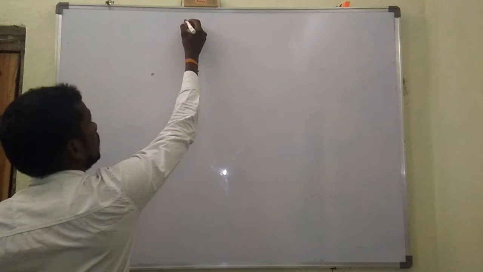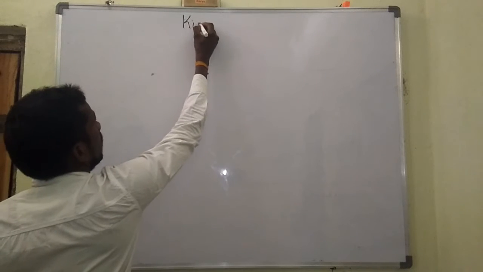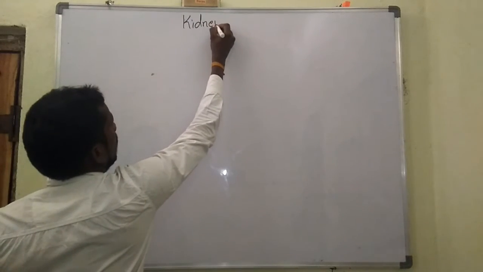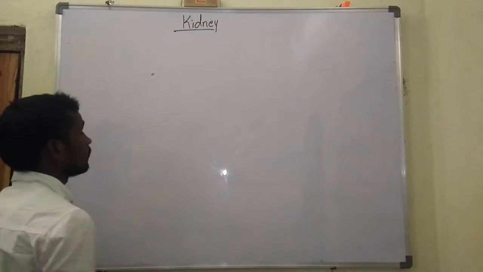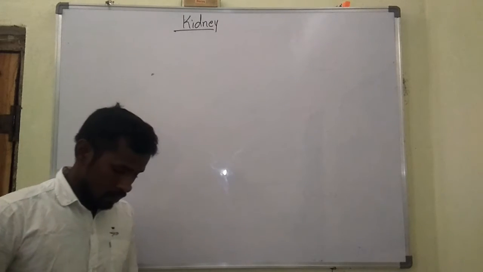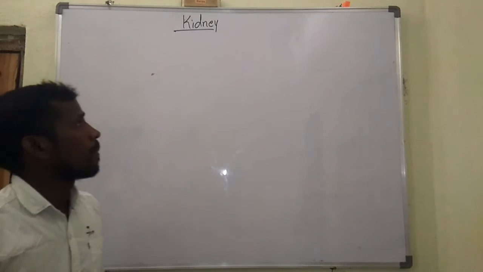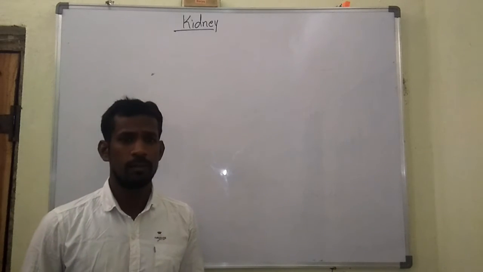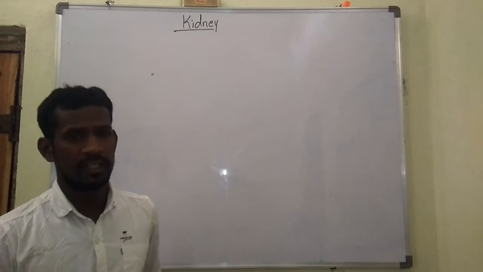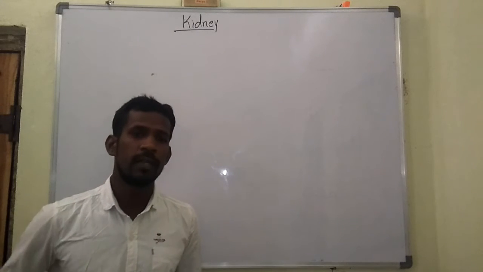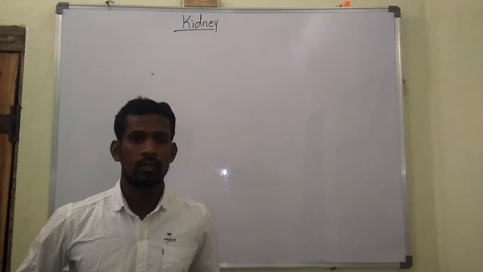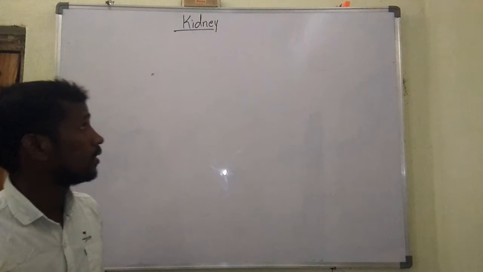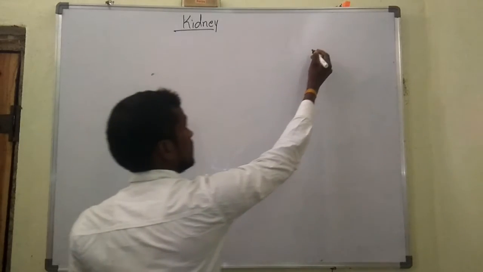Look at here. Now in human beings there are a pair of bean-shaped reddish brown structures, the kidneys, in the abdominal cavity, attached to the dorsal body wall. Okay, I will draw a picture.